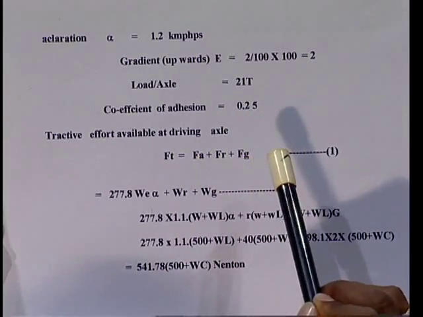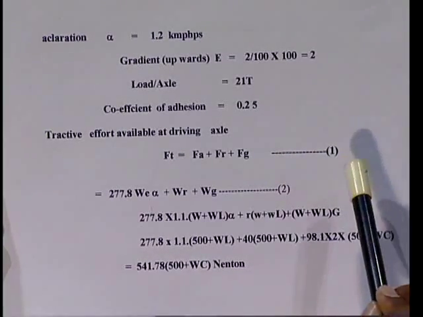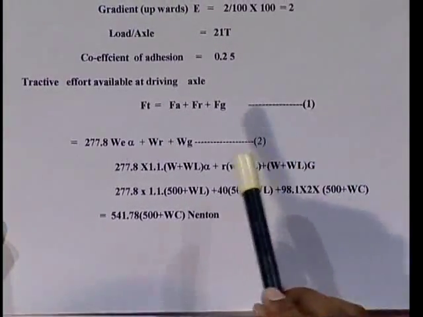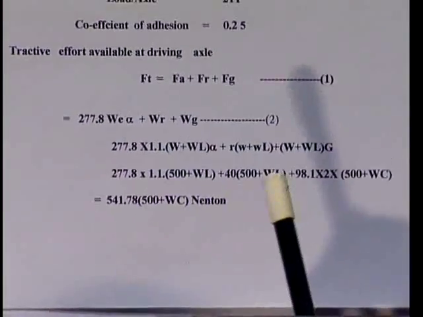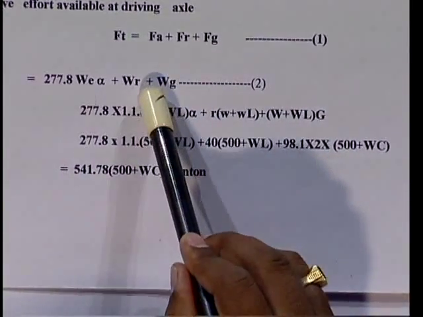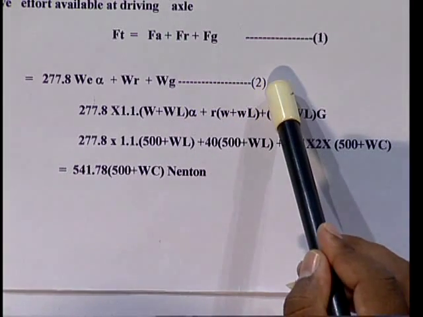Next, tractive effort available at driving axles is F of T is equal to F of A plus F of R plus F of G. I am giving this as the first equation. That is equal to 277.8 WE alpha plus W R plus W G. I am giving this as the second equation.